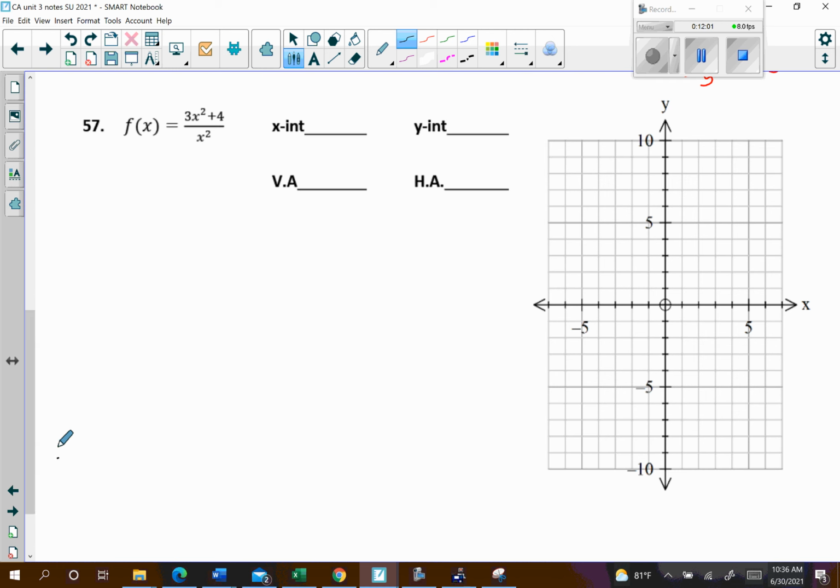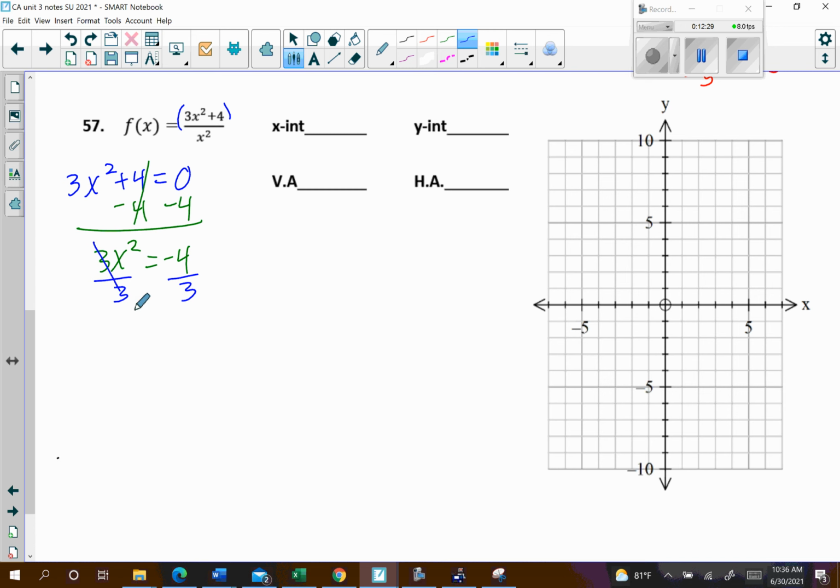Okay, now we're not at multiple asymptotes yet. That'll be next. Okay, so here we go. For the x-intercept, to find that, we'll set the top equal to 0 and solve. So 3x squared plus 4 equals 0. Subtract 4: 3x squared equals negative 4. Divide by 3: x squared equals negative 4/3.